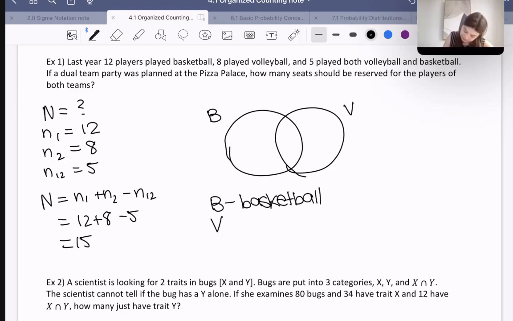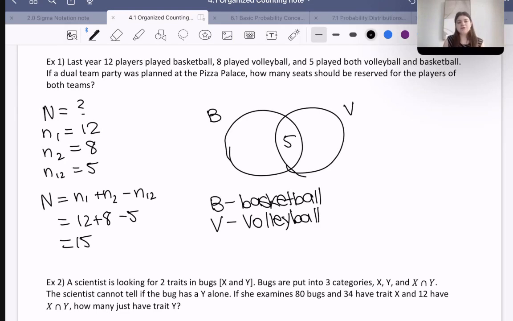And let's say V is for volleyball players. Okay, awesome. So what is going to go in the middle here? With Venn diagrams, we always want to start in the middle. Very important because it's much less confusing that way. So 5 players play both volleyball and basketball. So I'm going to put 5 in my middle.